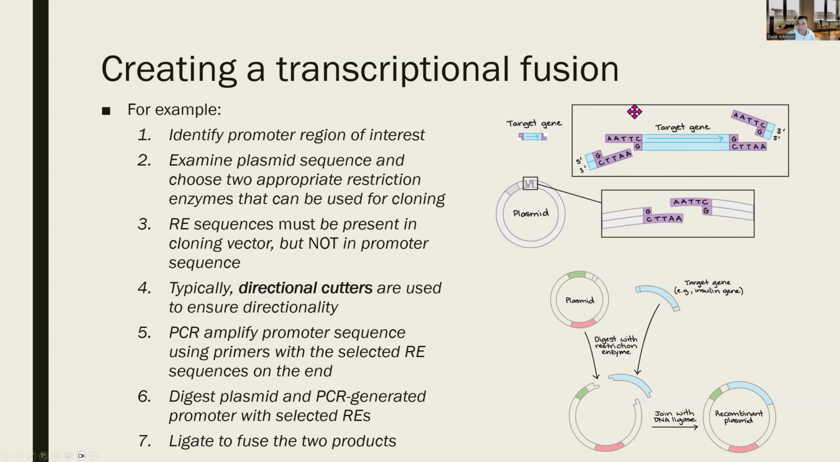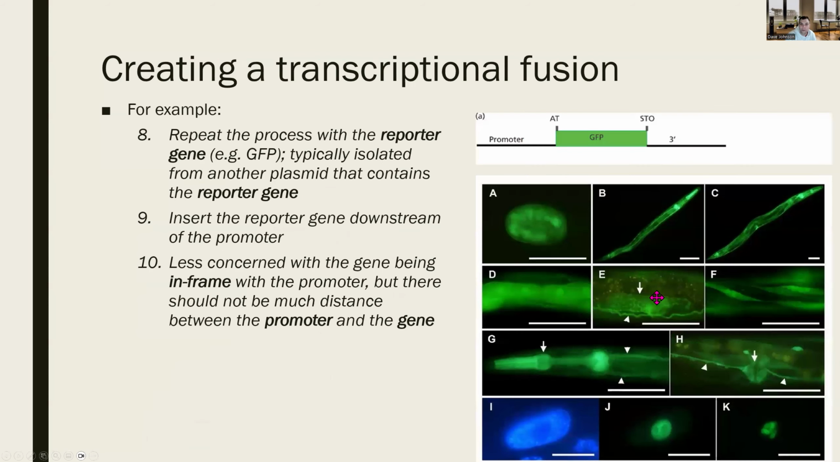And as a result, this target gene, or this promoter in our case, when it interacts with this plasmid, is going to neatly slide into this gap that we've just created in the plasmid. We use an enzyme called ligase, and it stitches the entire plasmid together. If we do the same thing with the reporter gene, we can put that downstream of the promoter, and you can see this is what this will actually look like.